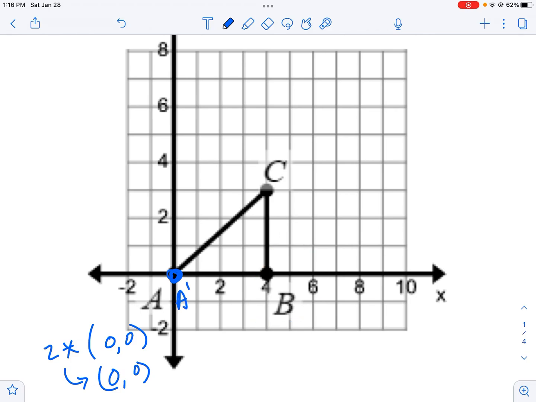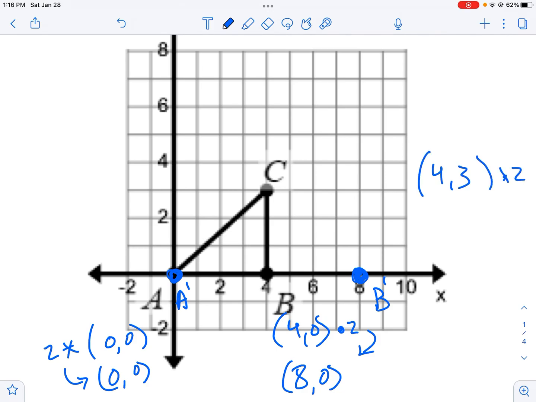B, on the other hand, is currently at 4, 0. So I'm going to take those times by 2, and that's going to give me 8, 0. So that's my new point for B. There's my B prime. And then C, hanging out up here, C is currently at 4, 3. I'm going to take those times by 2, and you're going to get 8, 6, so that's where the new coordinates are going to be. It's going to put it up here. Here's my C prime, and voila, there's my new triangle. Ta-da, we've dilated.